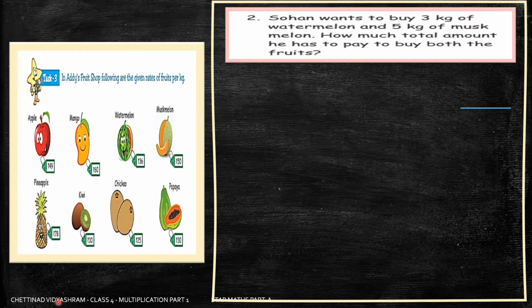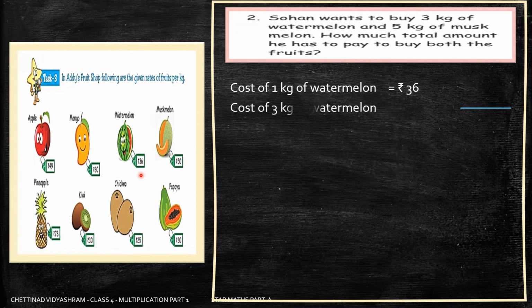So let us start the statement. Cost of 1 kg of watermelon is, find out the price from the picture children. So which is 36 rupees. Therefore we have to find the cost of 3 kg of watermelon. So cost of 3 kg of watermelon is equal to rupees 36 into 3. So 36 multiplied by 3. 3 6s are 18. 1 carried over. 3 3s are 9 plus 1, 10. 108. So cost of 3 kg of watermelon is rupees 108.